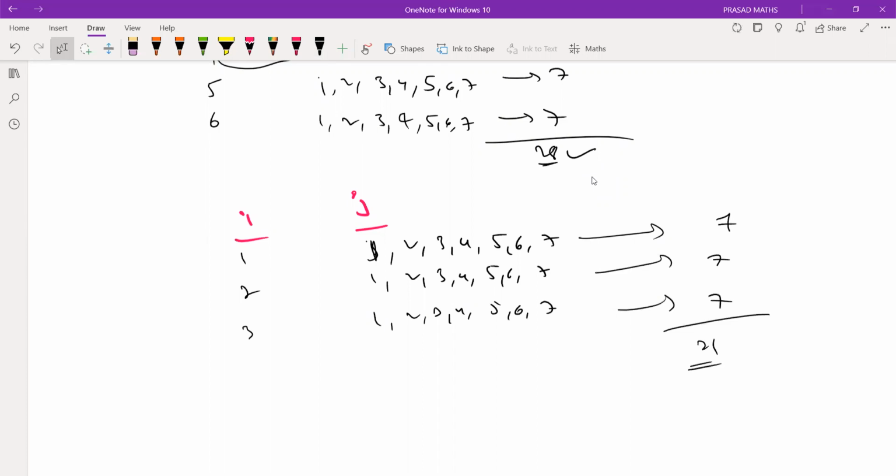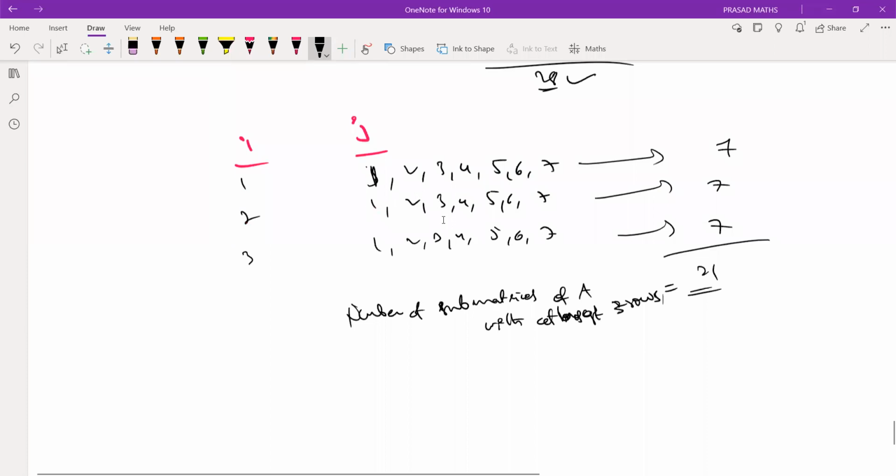So the number of submatrices of A with at most 3 rows is 21. Right? This is the actual answer.